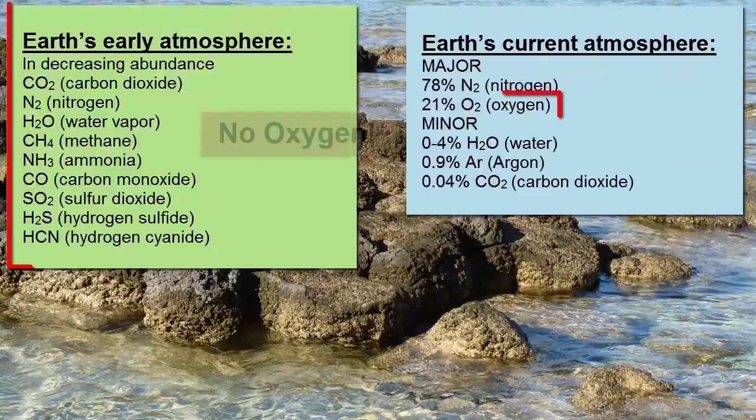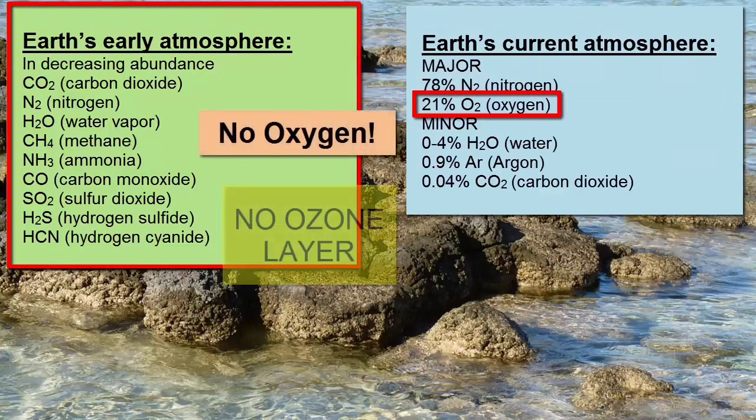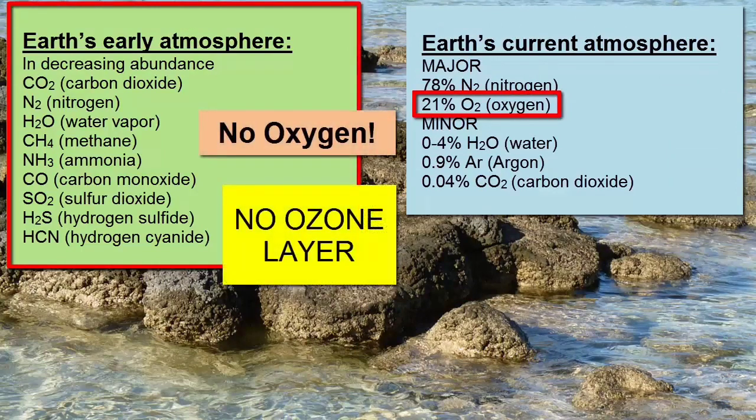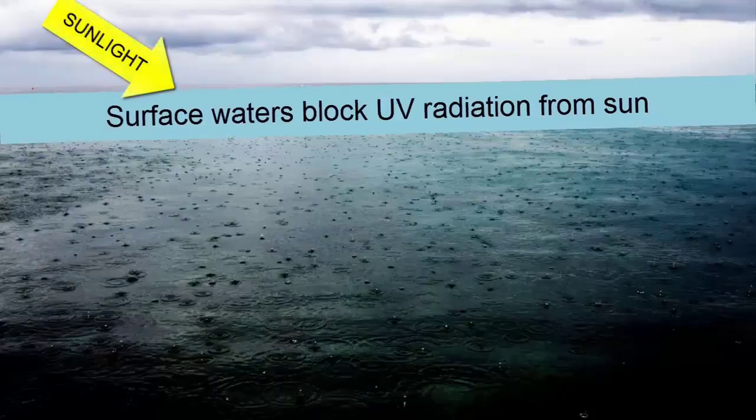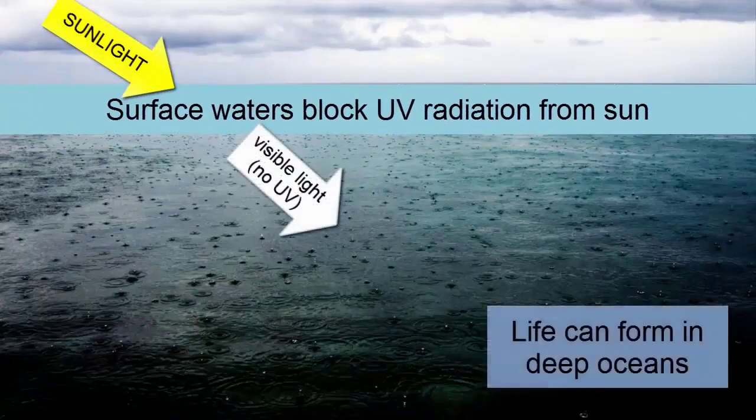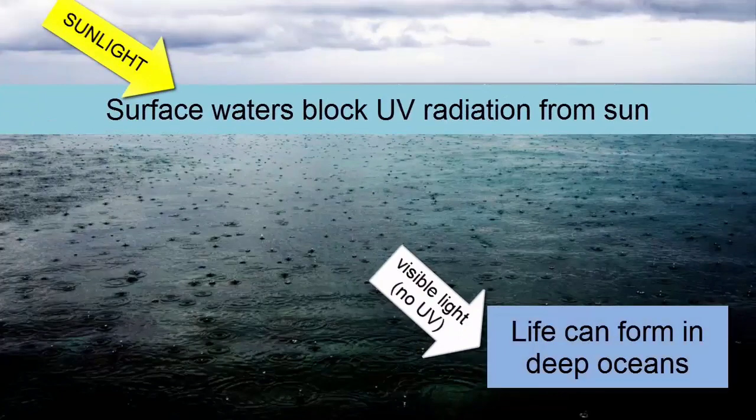Early Earth had no oxygen in its atmosphere. That means it also had no ozone layer. Ultraviolet radiation from the sun readily reached the surface and would have irreparably damaged any biological material. Surface waters in the ocean block ultraviolet radiation, and thus oceans are the perfect place for life to first form.